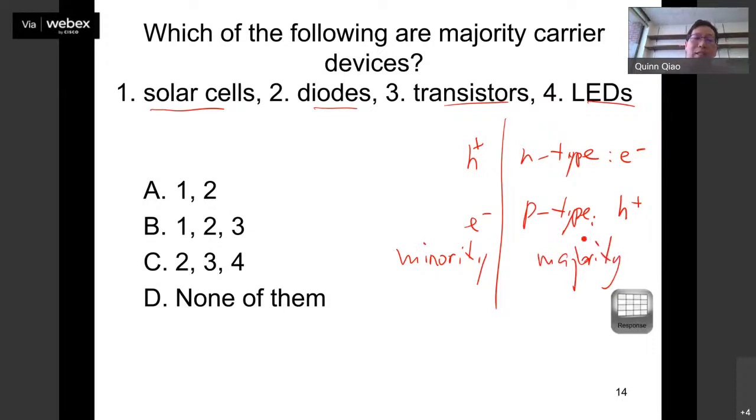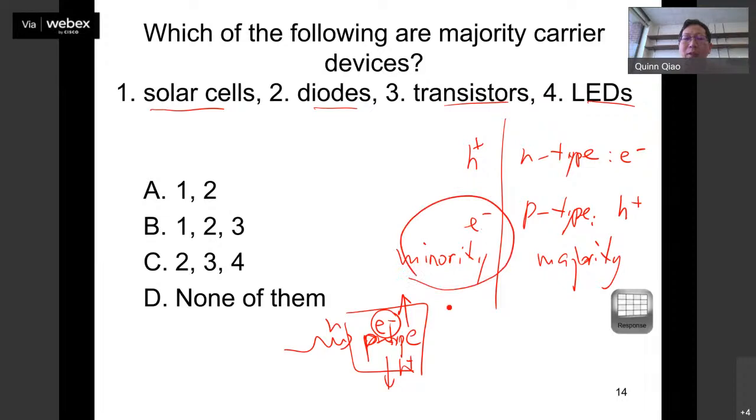So as I say, silicon solar cells, you have P-type silicon, right? And then you shine the light here. You generate electrons, they go to the top, and then holes go to the bottom. You basically utilize electrons. Now you see electrons in the P-type, right? This is called a minority device. So solar cells are minority devices.